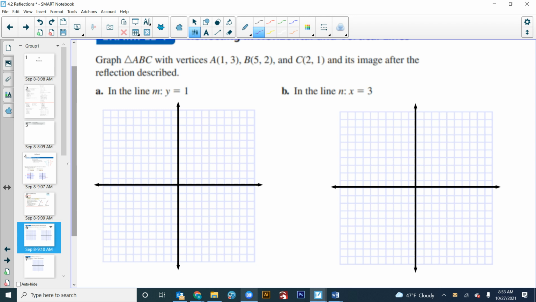So go ahead and graph ABC. Everybody go ahead and graph ABC. So nice. All right. So as we do this, the old book would say about the line or across the line. Okay. And so if we have y equals 1, go ahead and graph y equals 1. This is your x-axis. And this is your y-axis.